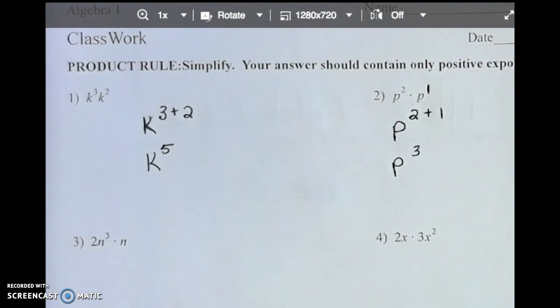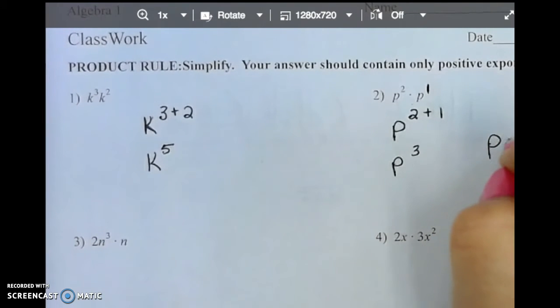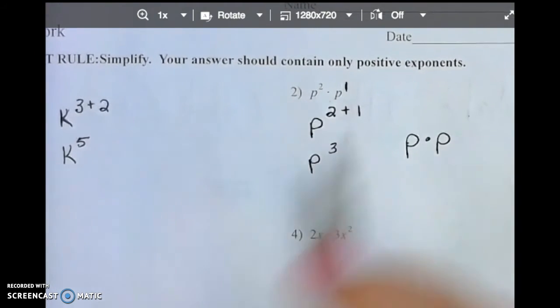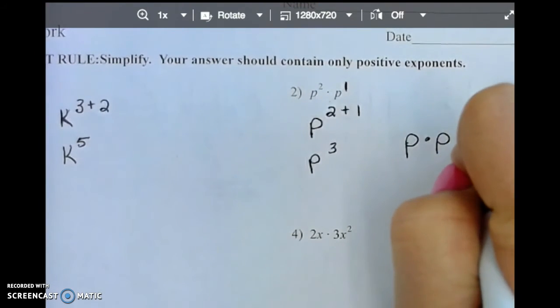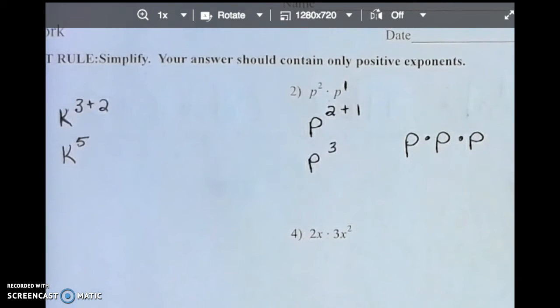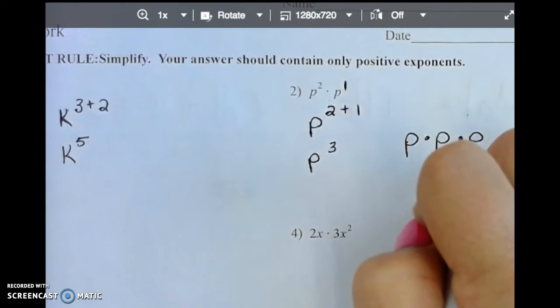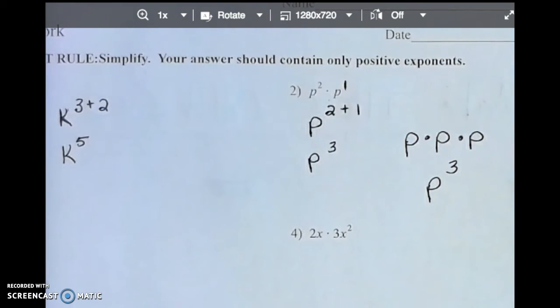The reason we add is if we expanded this, you would have p squared as p times p, and then when you multiplied by another p, you would have had p times p times p, which is p to the 3rd. It's shorter than having to write it out longhand every time.